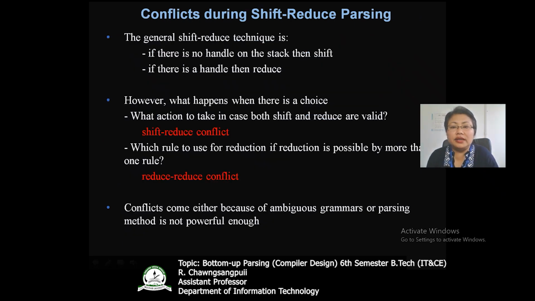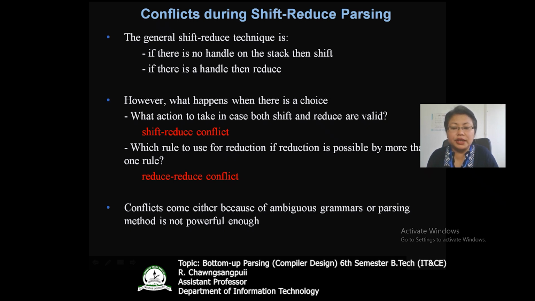Now, we can have lots of conflicts during shift-reduce parsing as well. So the general shift-reduce technique is, if there is no handle on the stack, then we shift. Now if there is a handle, then we reduce. However, what happens when there is a choice? What action do you take in case both shift and reduce are valid? We call it a shift-reduce conflict. And which rule to use for a reduction if reduction is possible by more than one production rule, which we call a reduce conflict.